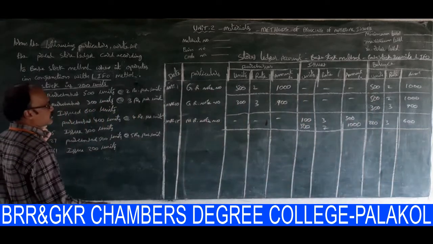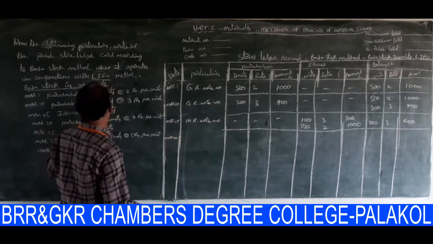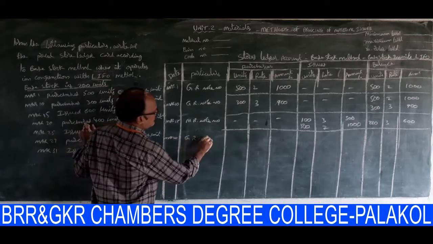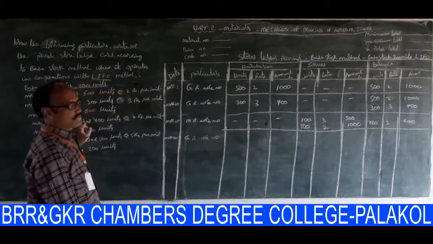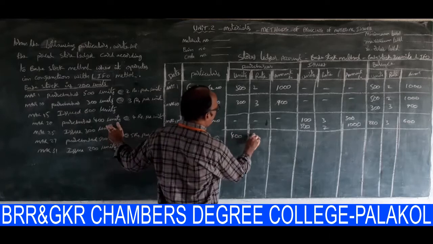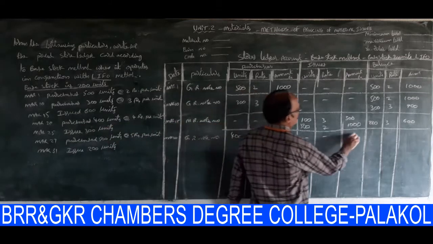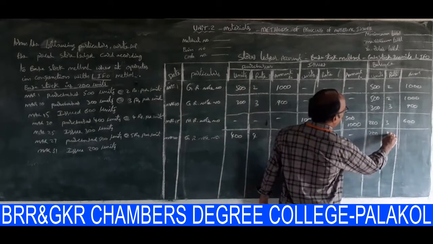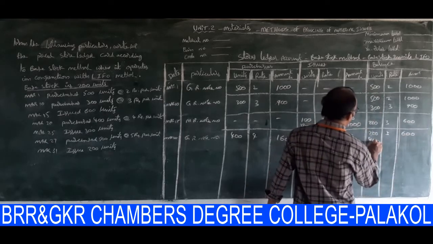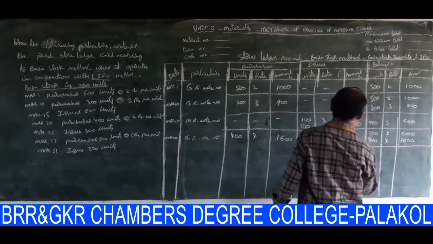Next one, March 20th, purchases. GR note number. Okay, how many units? 400 units. 400 into 4 is equal to 1600. Right. 200 at 3, this is the base stock, 600. 400 at 4, 1600 rupees.